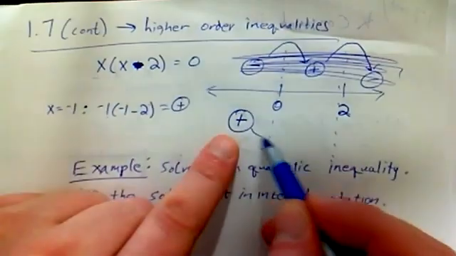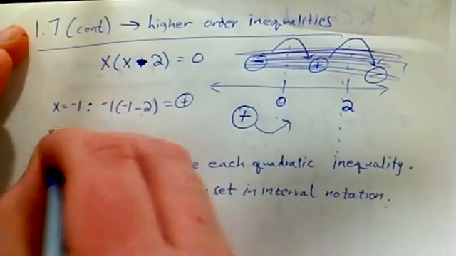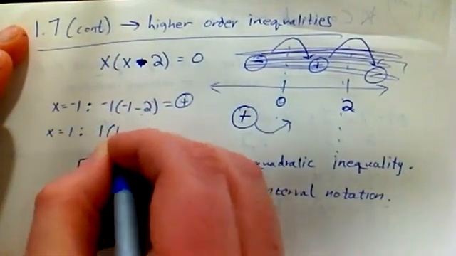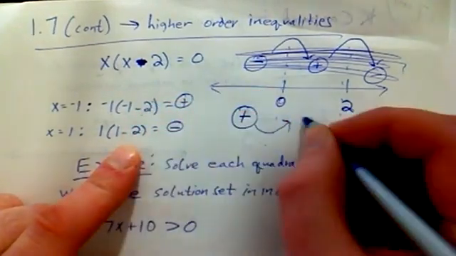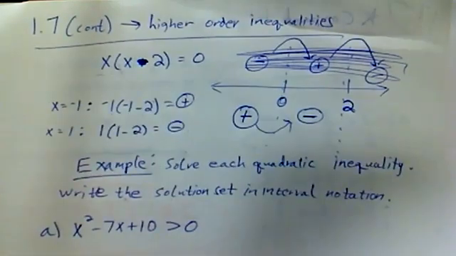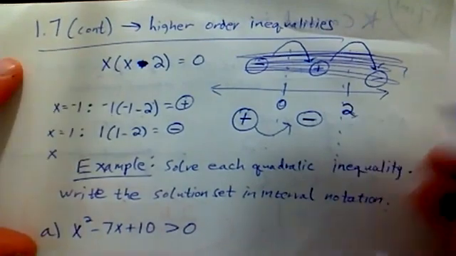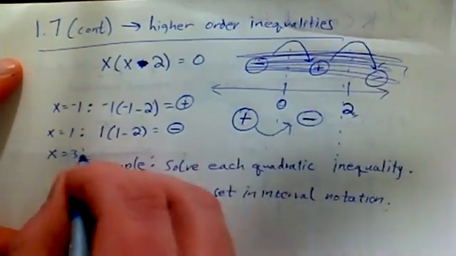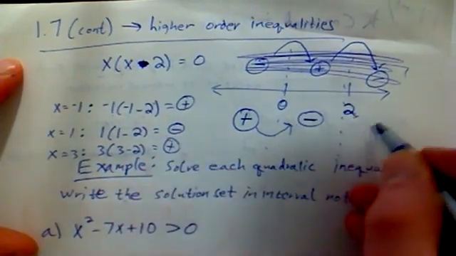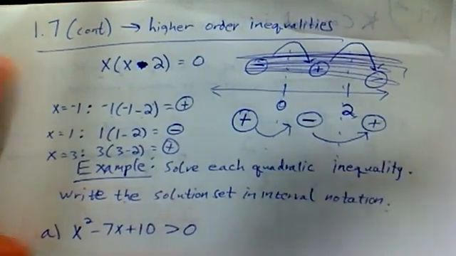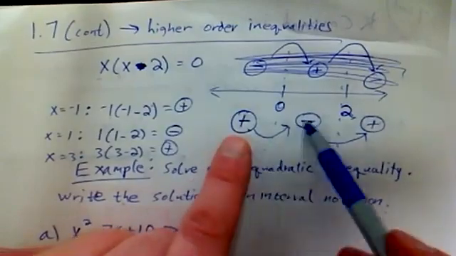But notice once we cross 0, which is one of the zeros here, and we go to 1, so if x is equal to 1, we get 1 times 1 minus 2, which is a positive times a negative, which is negative. So we switch to a negative. And if we go to the other side of the zero of 2, and let's say we use x equal to 3, we have a positive times a positive, which is positive. So what I'm saying is the zeros of this are where the sign changes can occur.